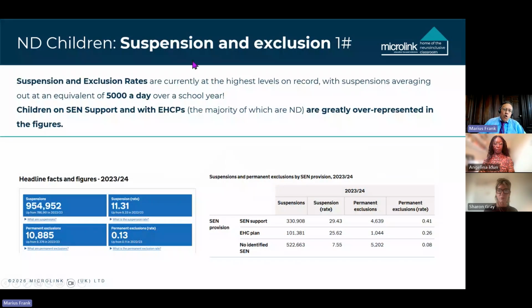It's even more concerning when we drill into suspension and exclusion rates. The last set of results that have been published, which was for 2023-2024, logged nearly 100,000 suspensions and nearly 11,000 permanent exclusions, which if you divide it by 192 school days, that's nearly 5,000 a day.